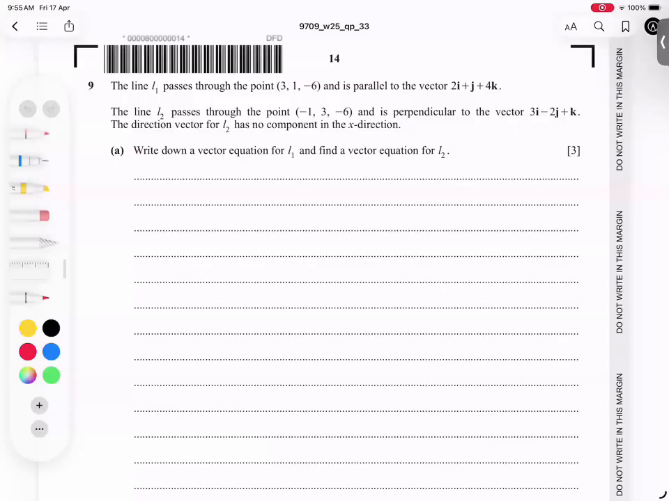Question number 9. A line L1 passes through this point and is parallel to this direction, and L2 passes through this point and is perpendicular to this vector, and L2 has no component in the x direction. This is an important point. Write down the vector equations of L1 and L2. The first line is very easy, and the formula we use is r equals OA plus lambda times AB.